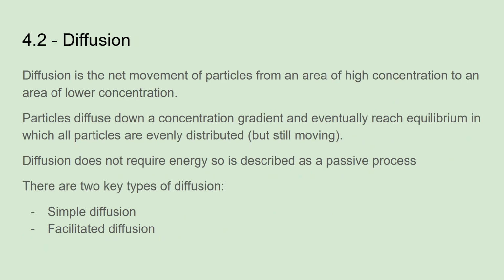Now we're on to diffusion. So diffusion is the net movement of particles from an area of high concentration to an area of lower concentration. Particles diffuse down a concentration gradient and eventually reach equilibrium, in which all particles are evenly distributed but still moving. Diffusion does not require energy, so it's described as a passive process. There are two key types of diffusion: simple diffusion and facilitated diffusion.